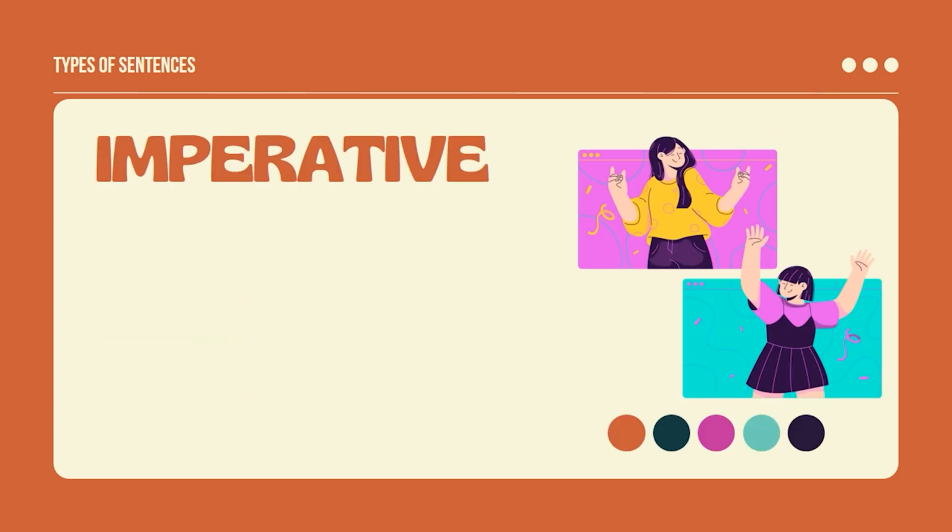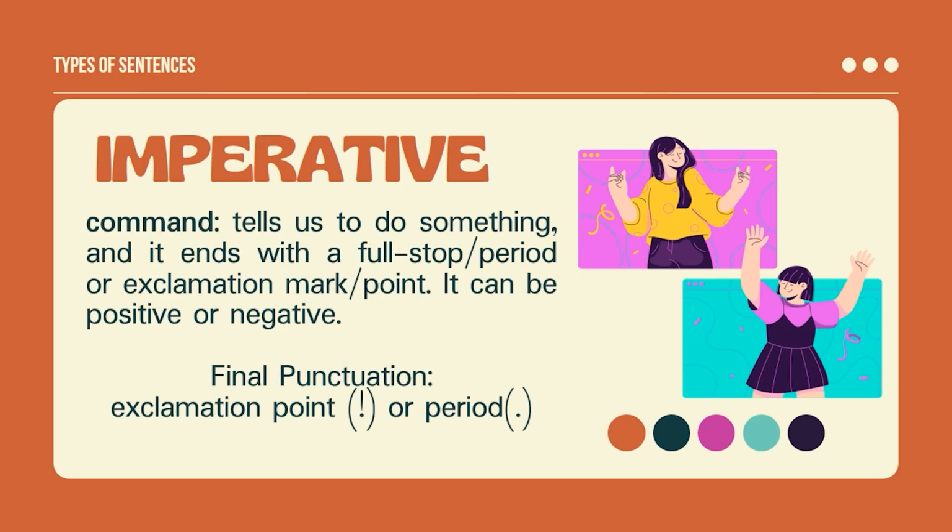We have the imperative. What do we mean by imperative? An imperative sentence is a command, meaning nag-uutos ka, di ba? So an imperative sentence tells us to do something, and it ends with a full stop, period, or exclamation mark. It depends on the mood or the emotion or the intonation you are using. If you are making a request, it could be a period, but if you are giving a command, you need to use an exclamation point. So the final punctuation for the imperative sentence could be an exclamation point or a period.